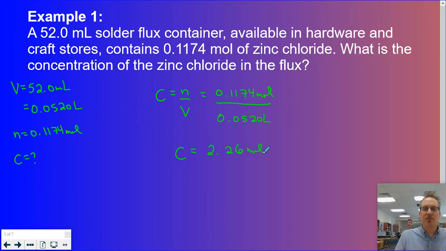2.26 moles per liter. In this question, we would get 1 mark for the formula, 1 mark for substitution with units, and a 3rd mark for the correct answer with units in the correct number of sig digs. So this question would be out of 3.